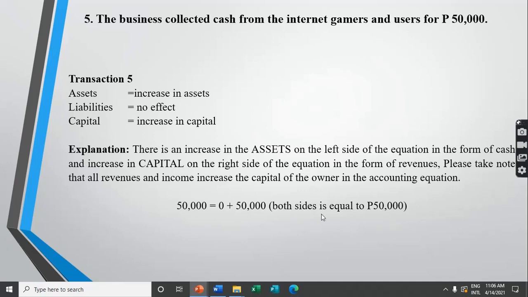So, there is an increase in the asset on the left side of the equation in the form of cash, and the increase in the capital on the right side of the equation in the form of, ayan, revenues kasi yan. Yung 50,000 na yun na na-collect nyo sa mga customers, that is considered yung business na revenue or income ng business yan. Kasi kaya nag-fall siya under capital. So, please take note that all revenues and income increases the capital of the owner in the accounting equation. Okay? So, that is your transaction number 5.